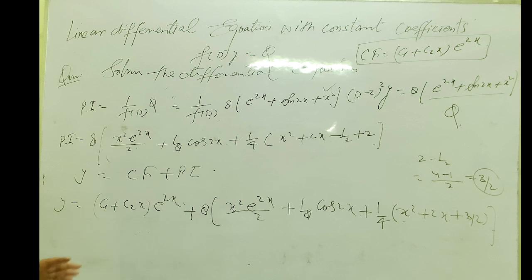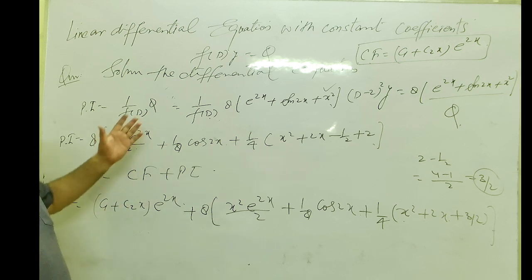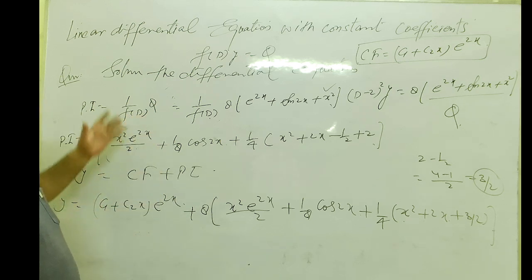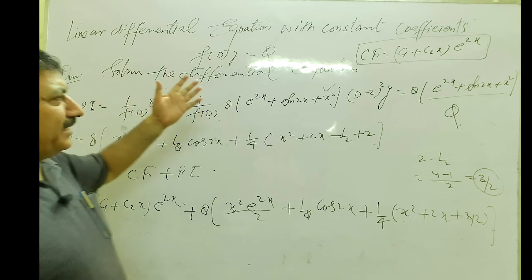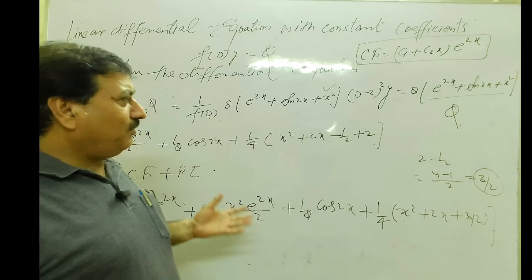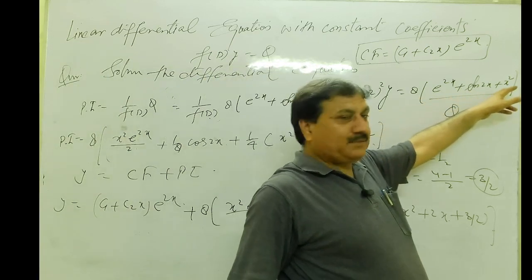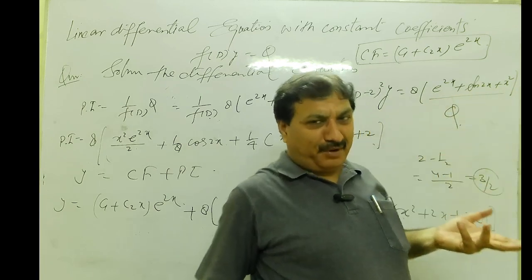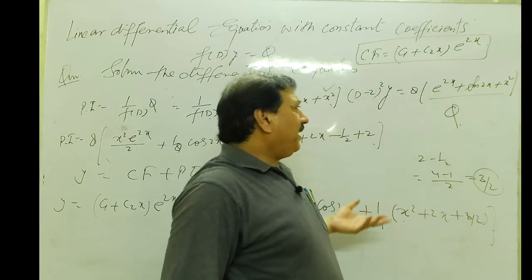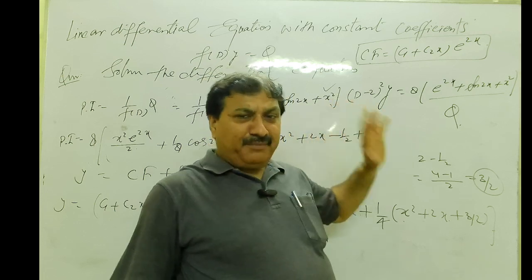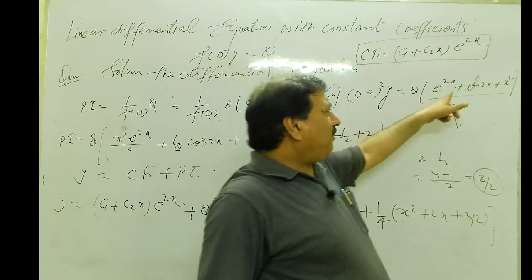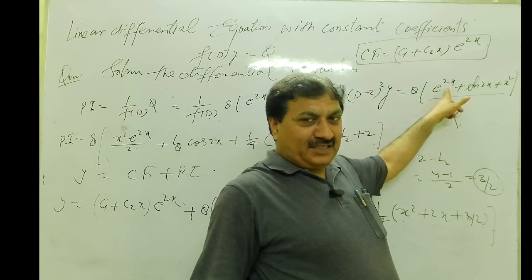That means this is a very important question. This is d square minus d minus 2 whole square y equal to 8 times e to the power 2x plus sin 2x plus x square. This is a very important question. Okay, my dear student, this is a very important question in the case of multiplication. Again, this is very important.